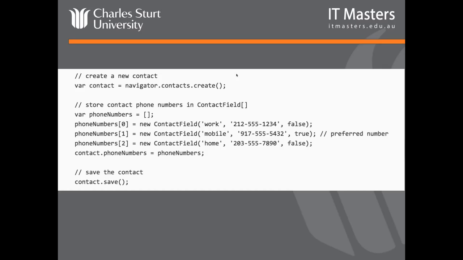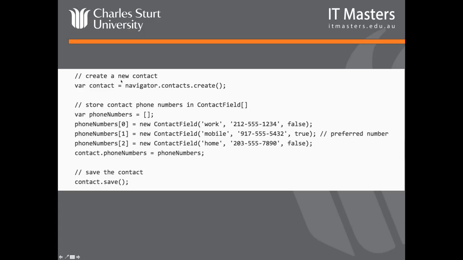All right. If we want to create a new contact, we do navigator.contacts.create here, and then we set up some phone numbers here. I mean, we don't have to have three, but in this case, we have work, mobile and home, and then we set the contact phone numbers to be that list, and then we save it.